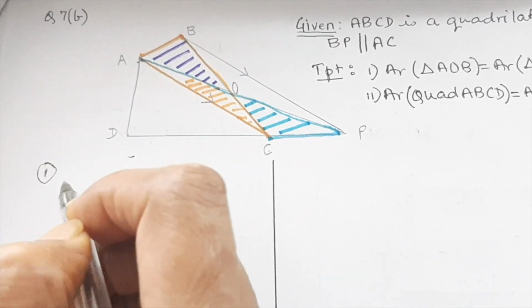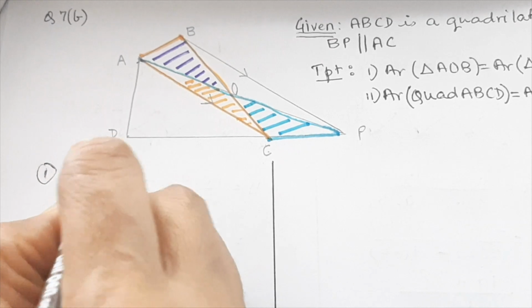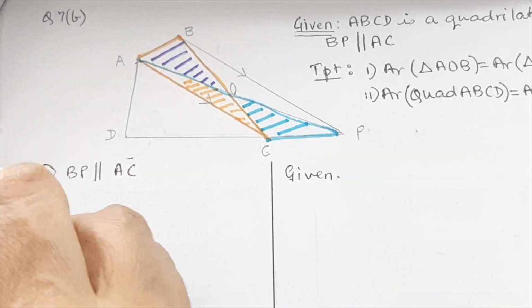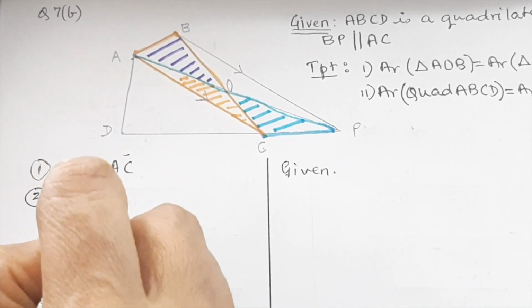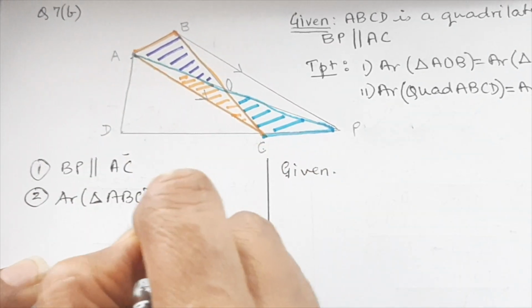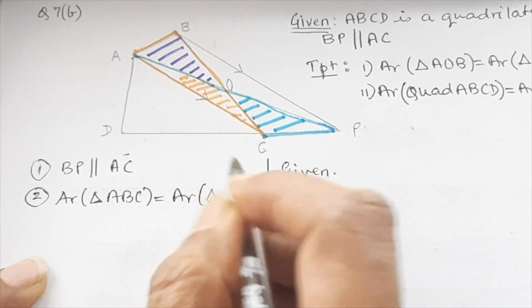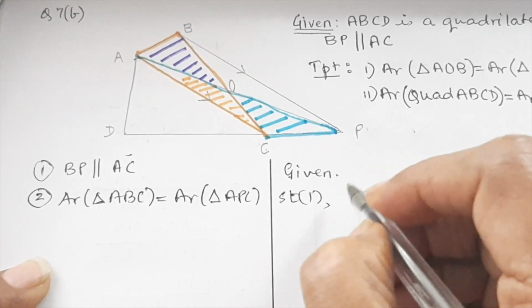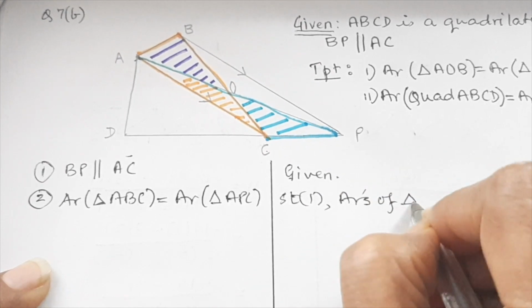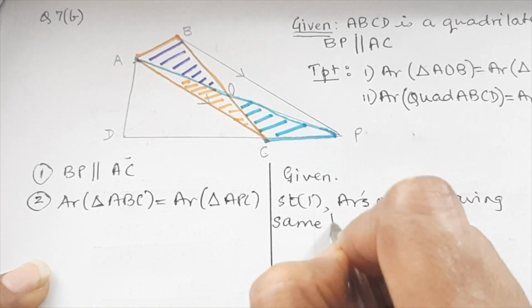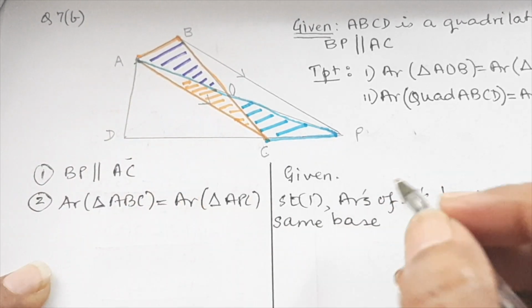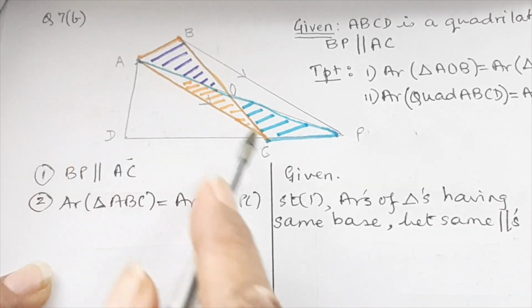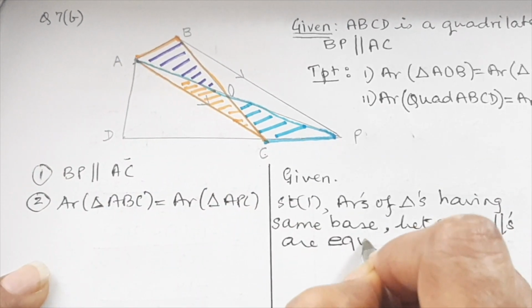Our point number 1 is that BP is parallel to AC, and that is given. Statement number 2, area triangle ABC will be equal to area of triangle APC, and this will be because of statement 1, and areas of triangles having same base, that is AC is the same base, and between same parallels, that is AC and BP, they are equal.